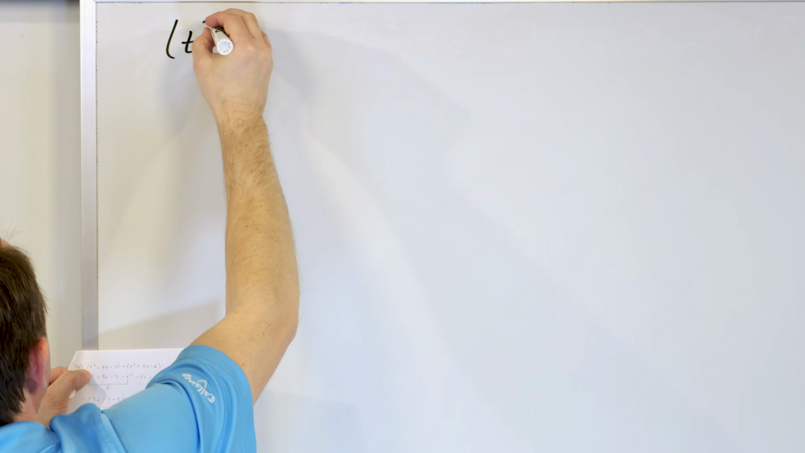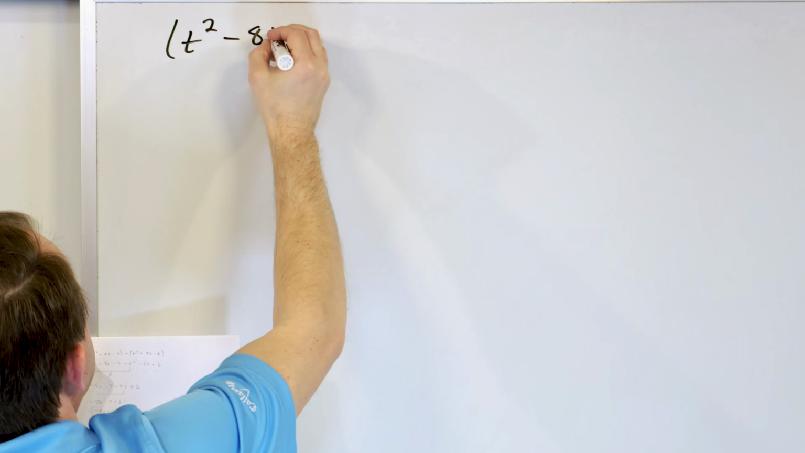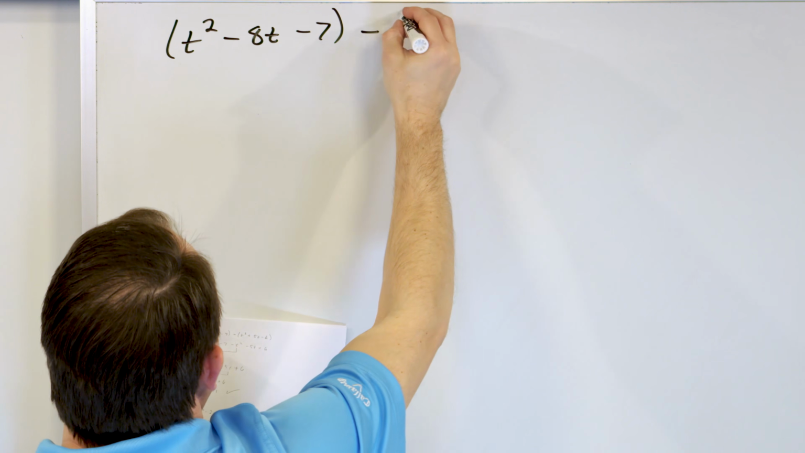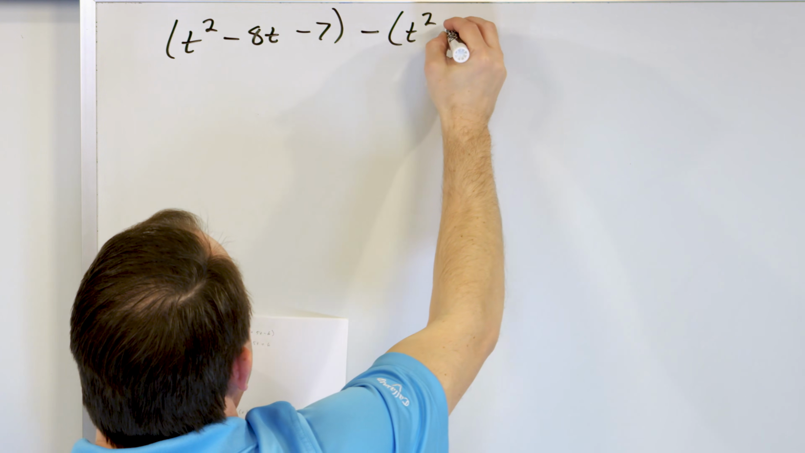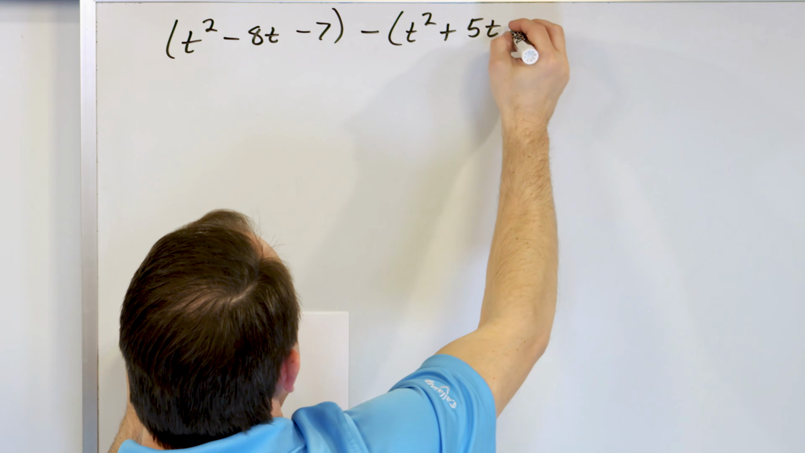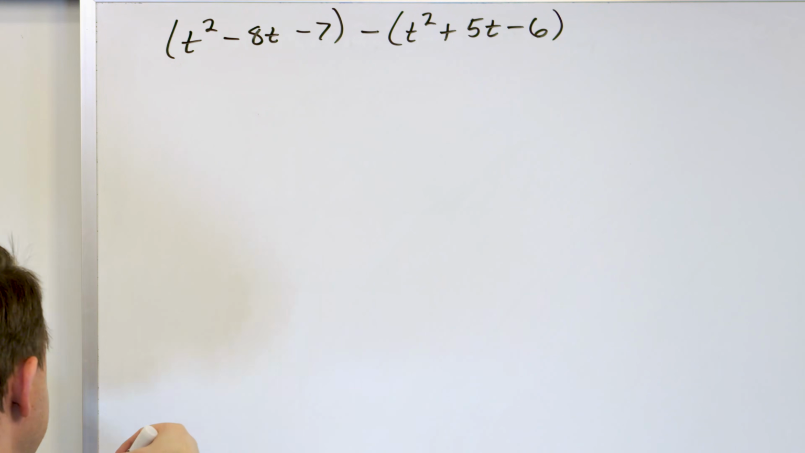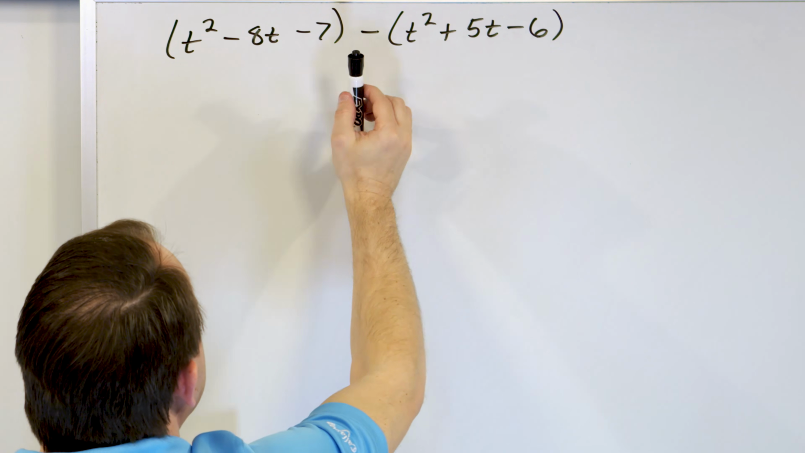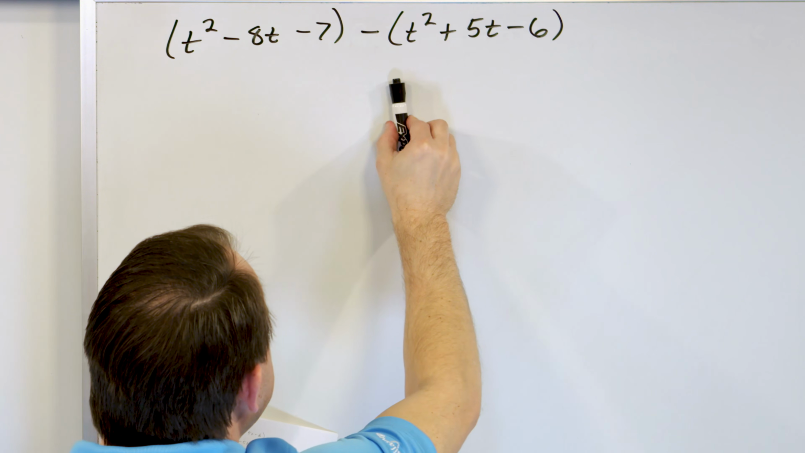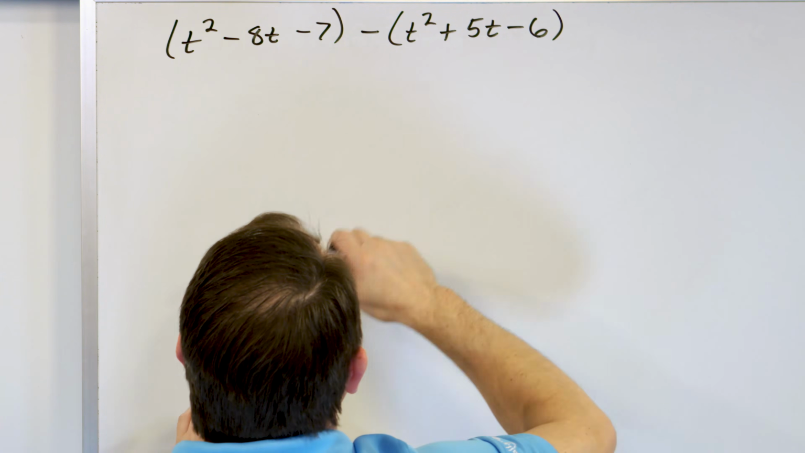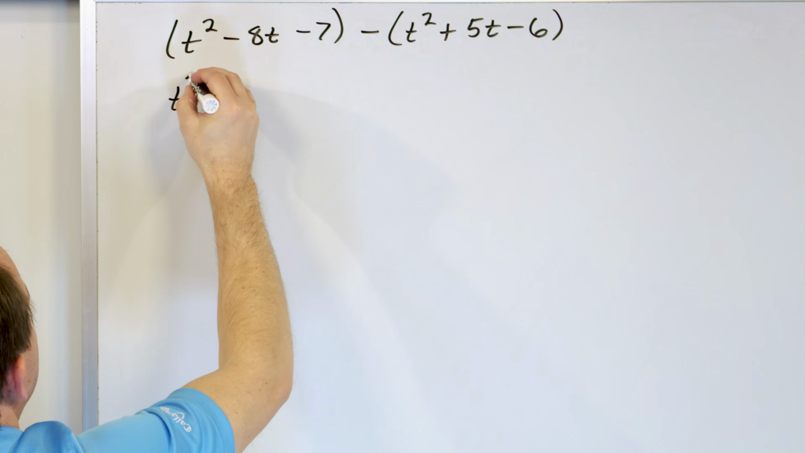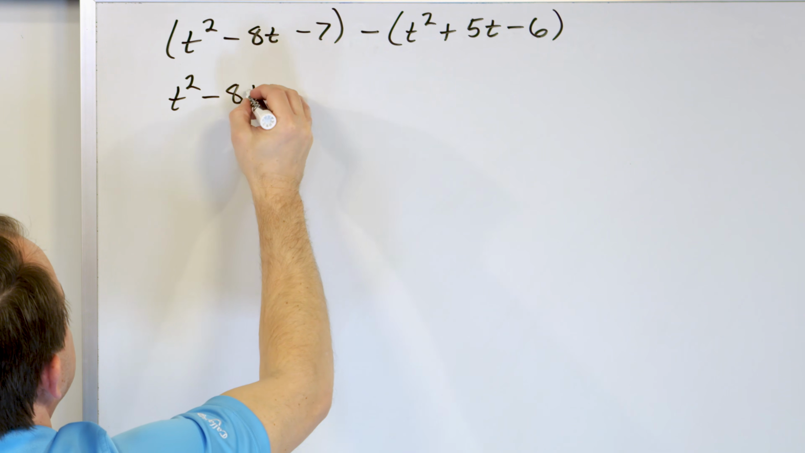What if we have t squared minus 8t minus 7, we'll close that off as the first polynomial, minus t squared plus 5t minus 6. That's the second polynomial. Now notice critically that there's a minus sign. You're subtracting them. So the only way you can drop the parentheses is if you distribute the negative 1 in, multiplying times every term.